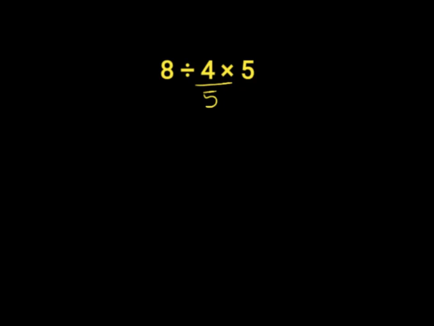8 divided by 4 over 5 times 5. 5 into here 1, 5 into 5 1. Then we have 8 divided by 4. 8 divided by 4 will give us 2. 2 is the wrong answer to this question because we did not work with the order of operation.